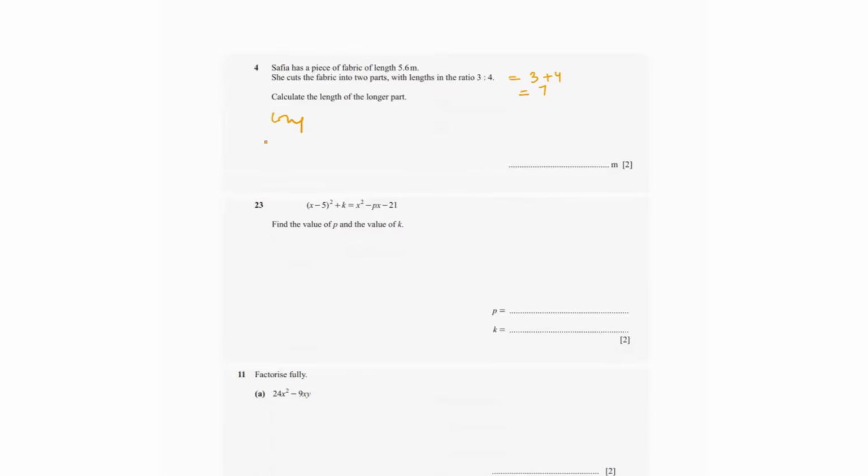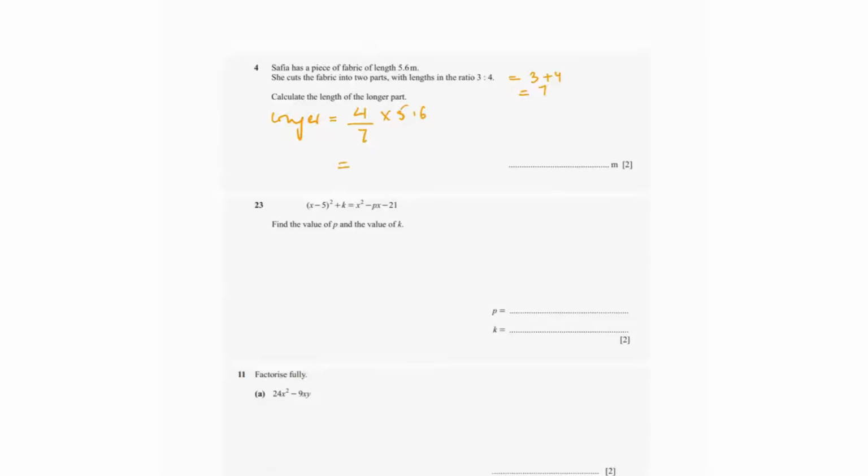So for the longer part, the denominator for the fraction is going to be the sum of the values in the ratio, so that's 7. And the numerator will be the value for the longer part. Obviously, the longer part will have a bigger value. So 4 comes over here. So 4 over 7 is the fraction that we created for the longer part from the ratio. Always add the values for the denominator, and for the numerator, we take the value that is associated to that thing. So 4 over 7 is the fraction for the longer part. And if the length is 5.6, you just times this by 5.6.